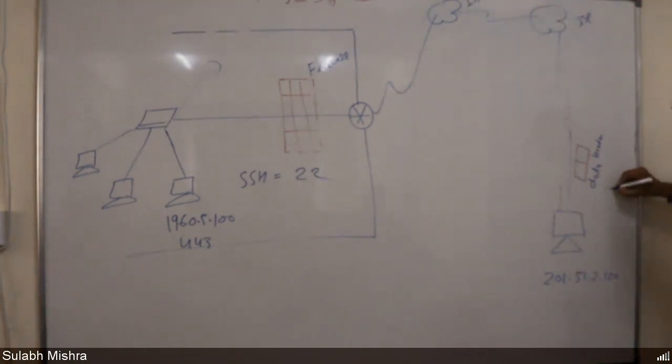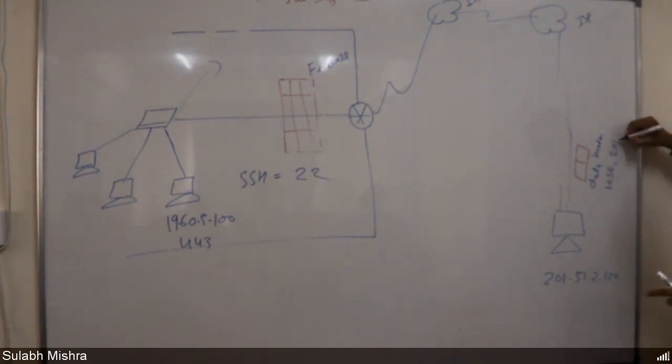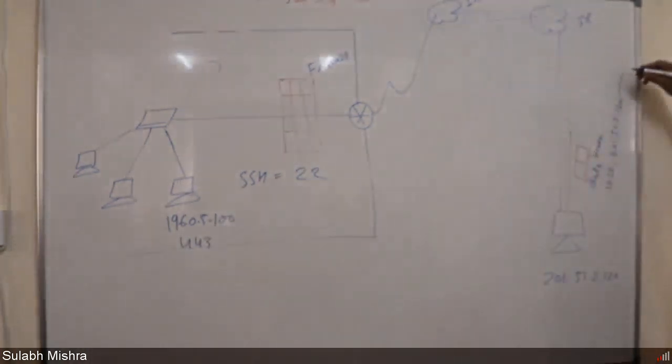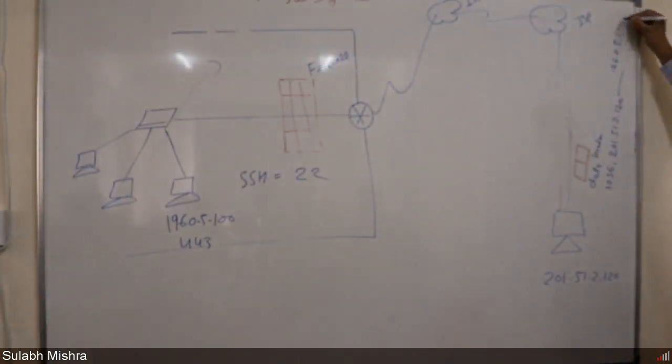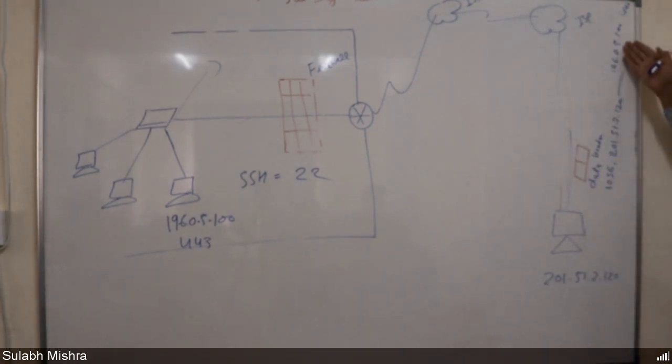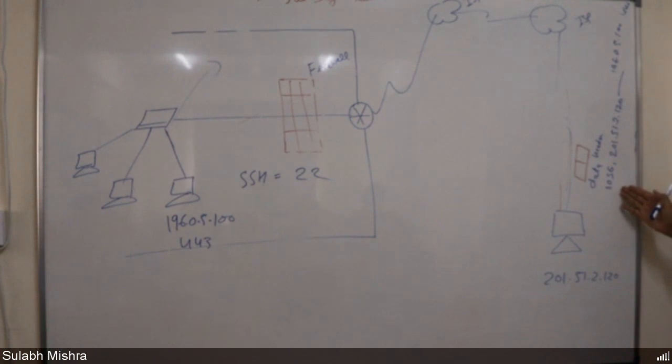Let's say the source port is 1056. Anything from 1024 to 65,000, right? So the source port is 1056 and the source IP is 201.51.2.120, while the destination IP will be 196.0.5.100 and the port will be 443. So right now you're accessing facebook.com, with this source IP, destination IP, destination port and source port.